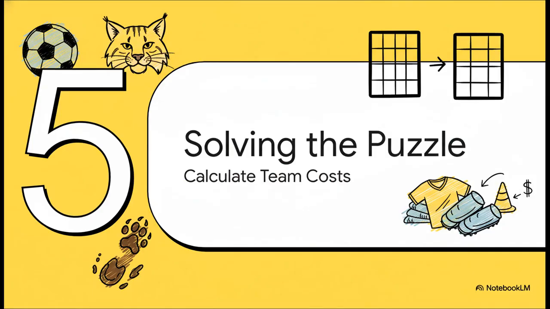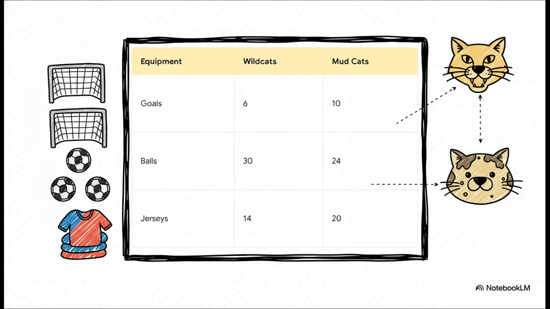All right, theory time is over. We have all the tools we need. Let's get back to our 2 soccer teams, the Wildcats and the Mudcats, and use this powerful matrix multiplication to figure out their total equipment costs once and for all. First things first, we're going to pop all the equipment needs into a nice, neat matrix. We'll call it matrix E for equipment. See how we set it up? Each row is an item, goals, balls, jerseys, and each column is a team. So this is a 3 by 2 matrix.